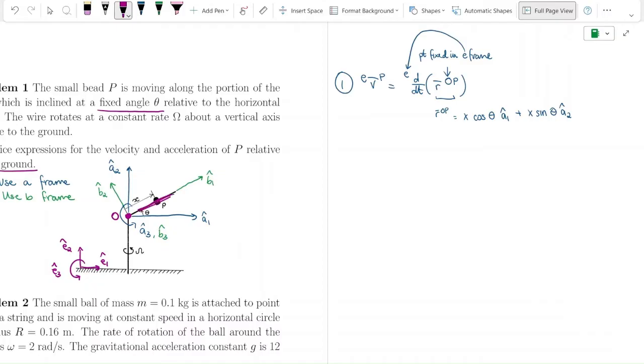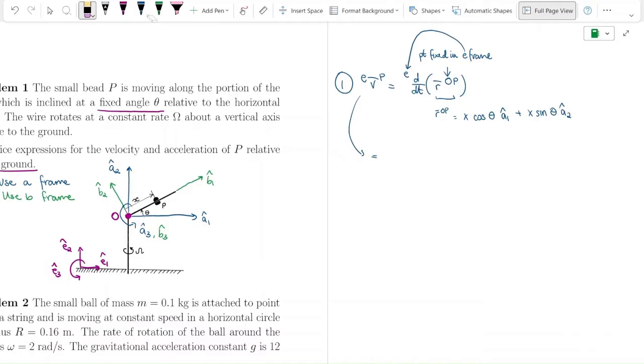It's not along this part of the wire, which would be rotating, spinning around, and moving with respect to the E-frame. But any point along this part is not moving because the wire is rotating about this axis, so the points on there are not moving relative to the E-frame. Okay, now that we know that, we can find the velocity of P in E, which is the time derivative of this expression.